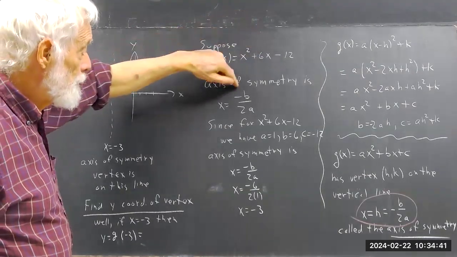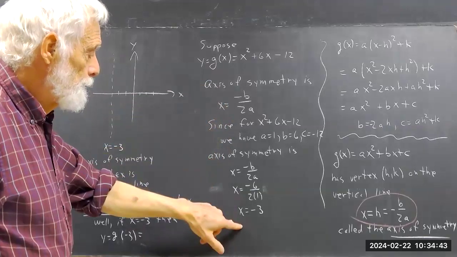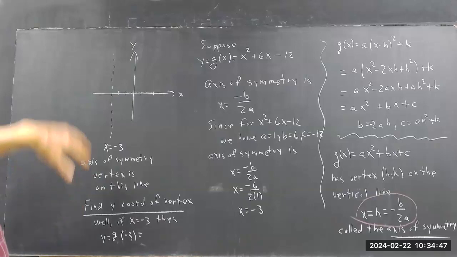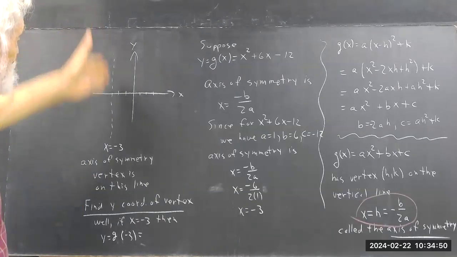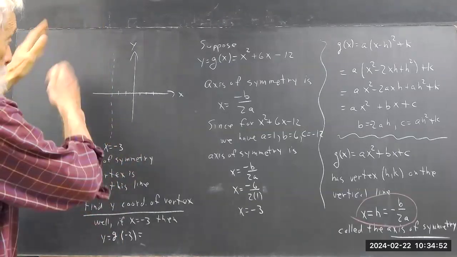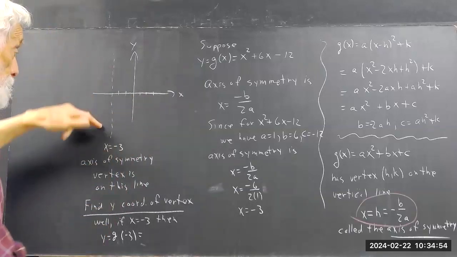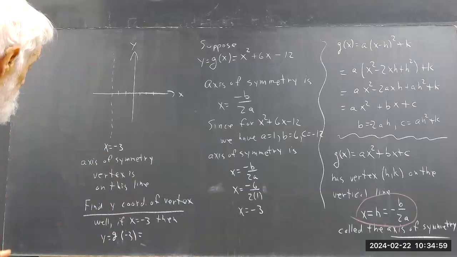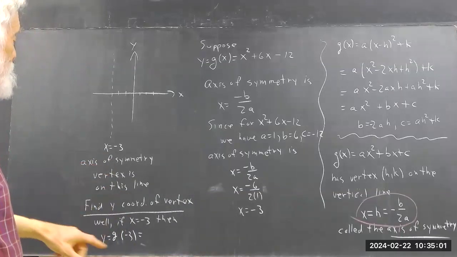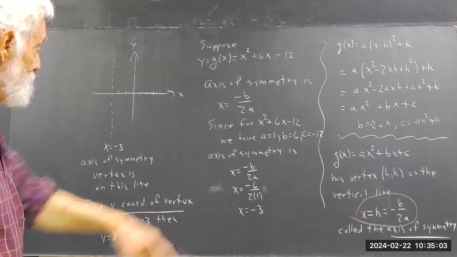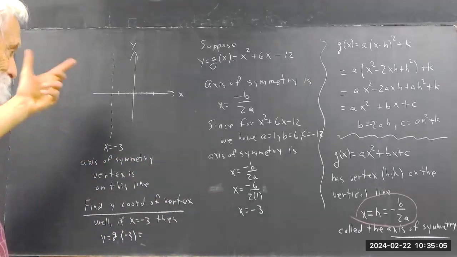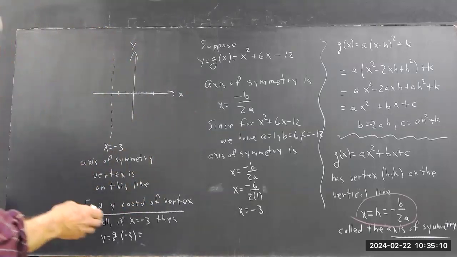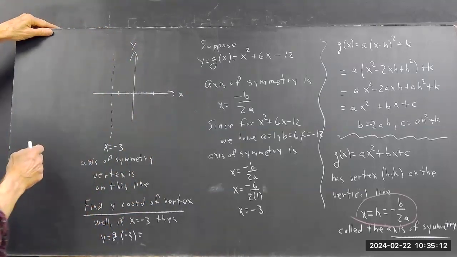And we used -b/2a to find x equals -3, which is the axis of symmetry, meaning that our graph is going to be divided in half. It's going to be a parabola, symmetric on both sides of this line. But we want to find out where the vertex is. And the vertex is on this line, because that's where the vertex of a parabola is. I could do a lot more here, but I don't want to get too complicated.